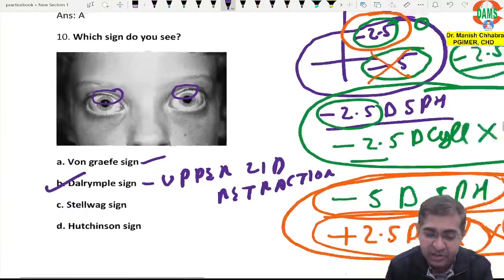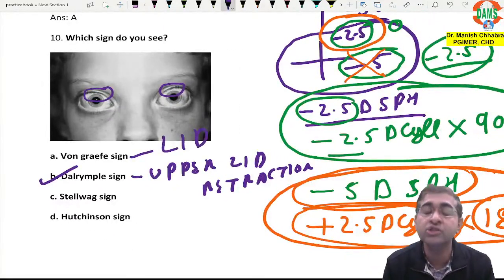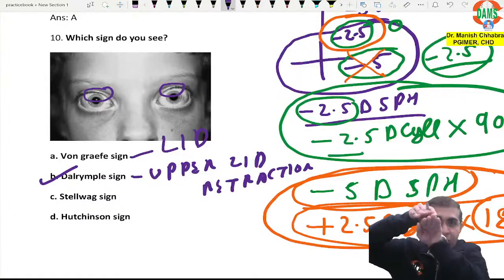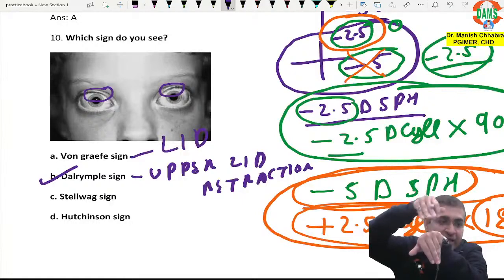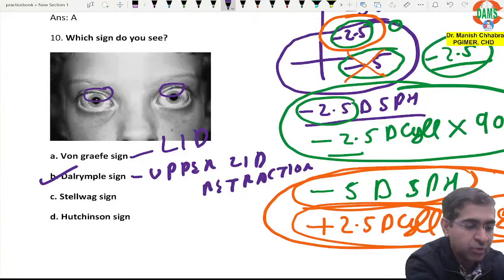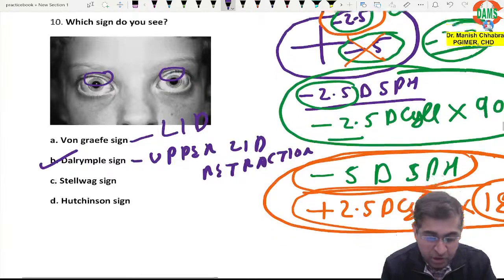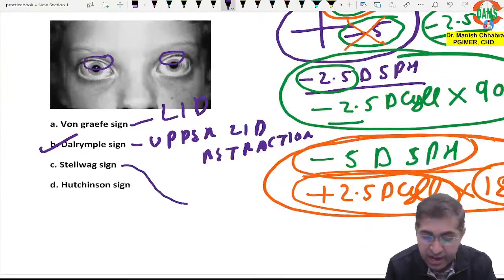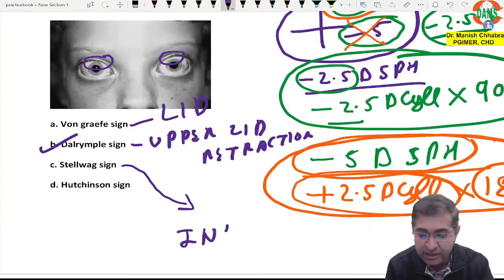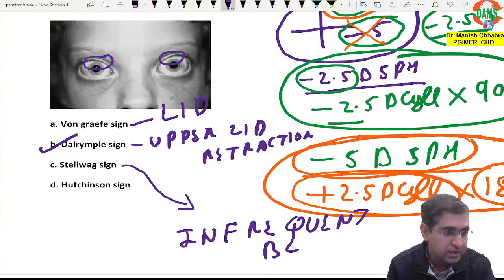Von Graefe sign is your lid lag in down gaze. When you ask the patient to look inferiorly, the eyeball will go down, but the eyelid will not go down along with the eyeball. I hope you have understood this. Okay. Stellwag sign is your infrequent blinking. Stellwag sign is infrequent blinking.